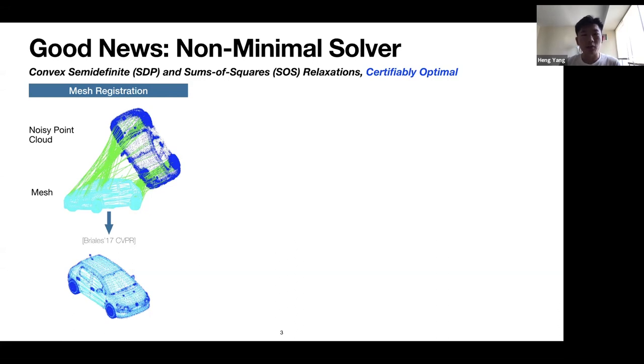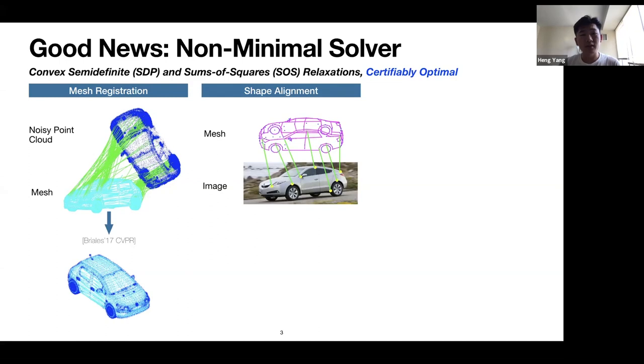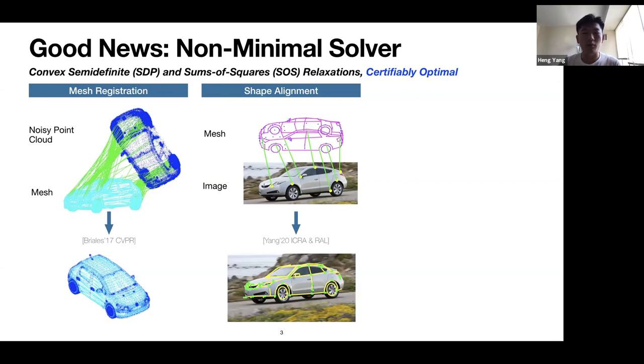The second example is called shape alignment. In this example, we are still given a clean 3D mesh, but now the visual measurement is a 2D image of the 3D mesh. And in this case, we can also assume all the correspondences from the mesh to the 2D image are correct. Then the SOS solver that we proposed in this year's ICRA can compute the globally optimal camera pose.